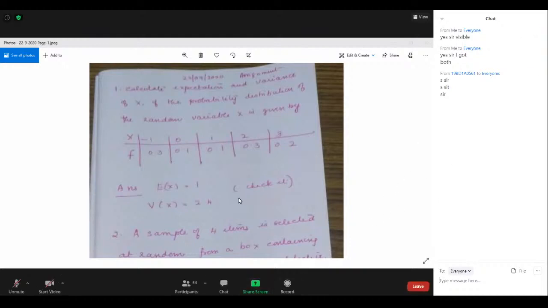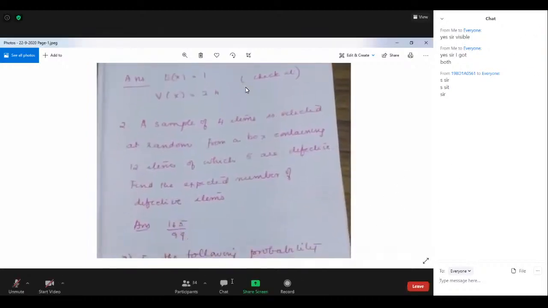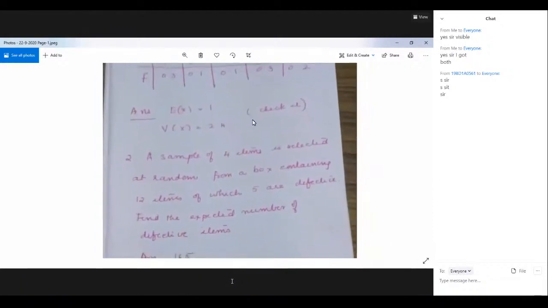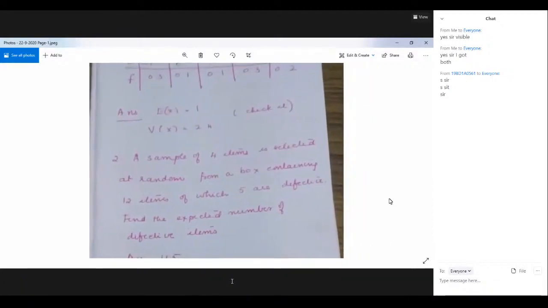Now we move to the second one. All of you see the second question: a sample of 4 items. Somebody, wait. All of you note down the second question and try to solve that one. Is your variance of x 2.4 or 24? Yeah, somebody.